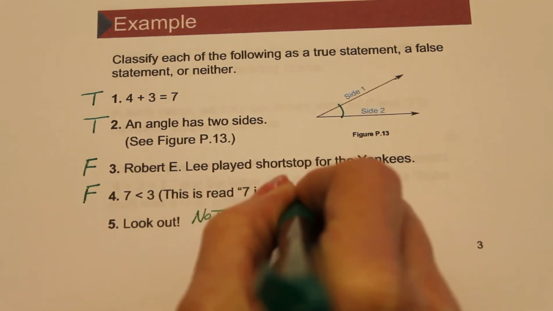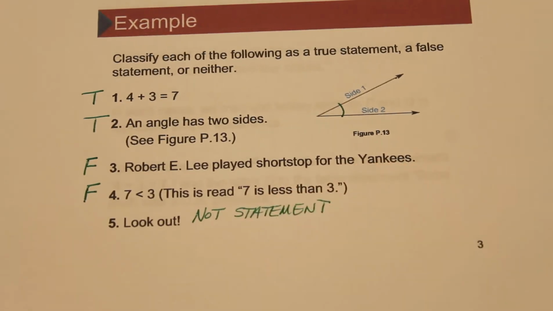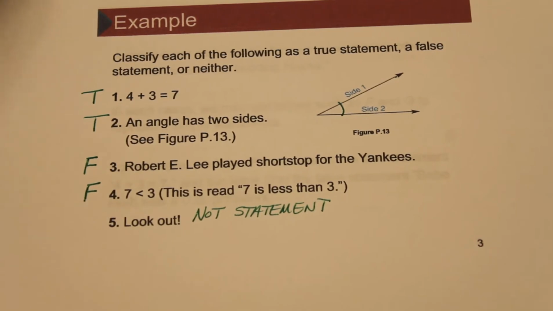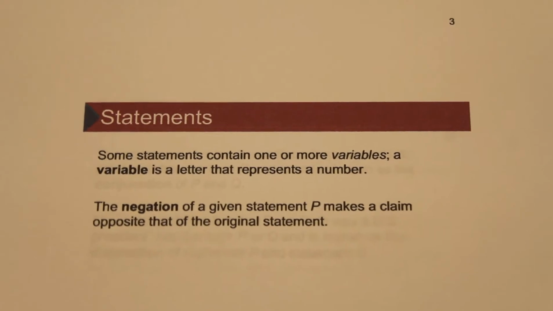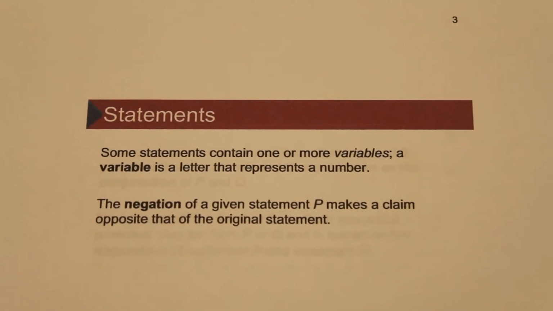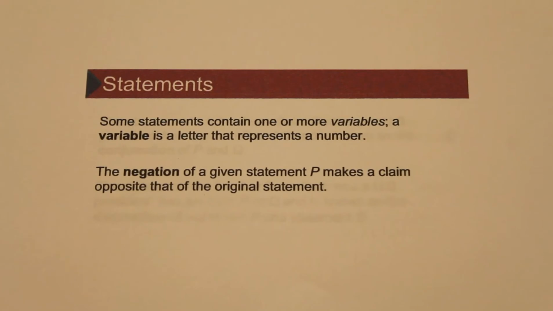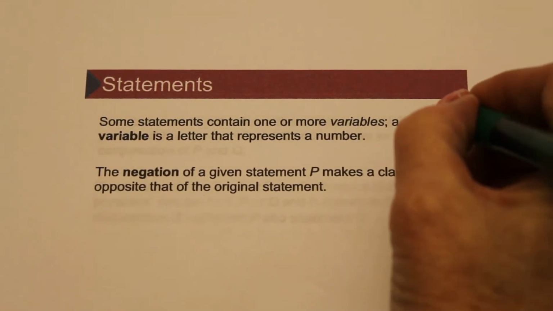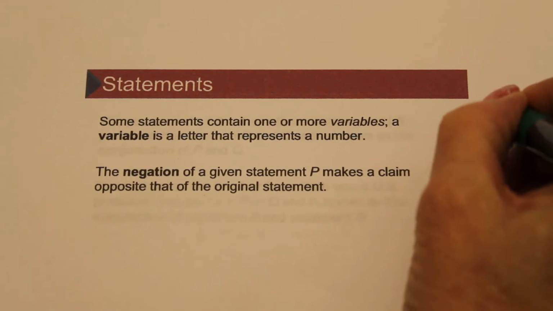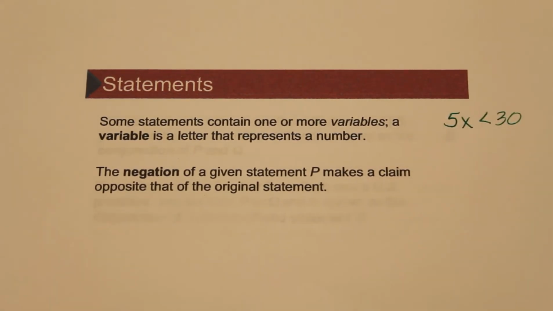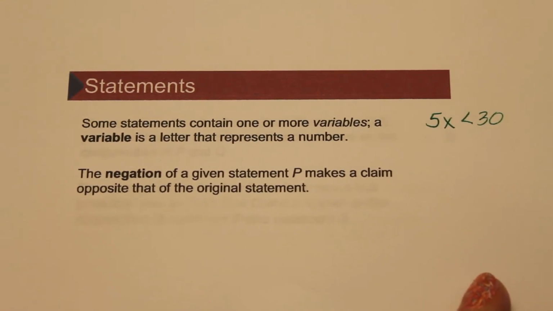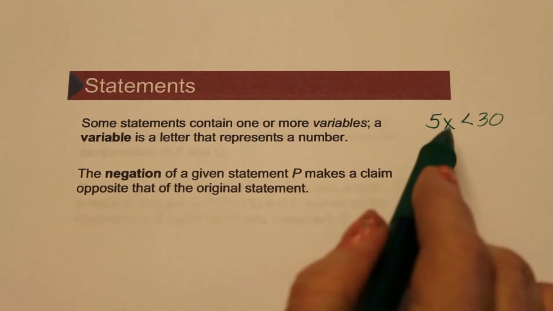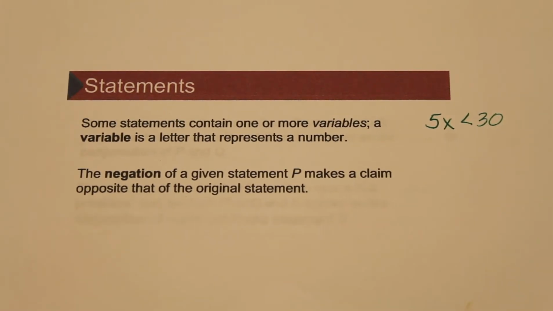So we're going to be dealing with statements, different types of statements, and then we're going to be dealing with arguments using statements. Sometimes a statement will contain a variable, which is a lowercase letter that will usually hold a value. An example of a statement might be 5x is less than 30. Is that true or false? Well, that will depend on the value of x, won't it? It could be a true statement, it could be a false statement, depending on what the variable x contains.